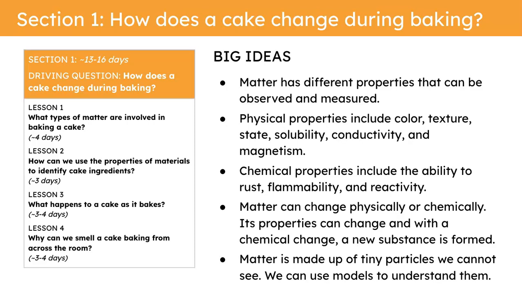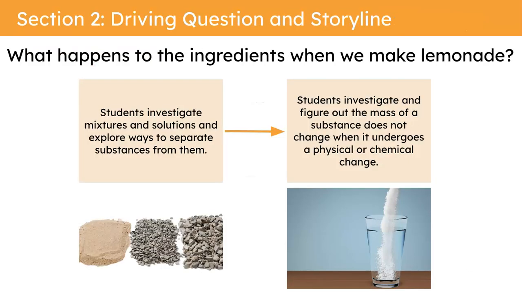Combined, introducing the anchoring phenomenon in Section 1 should take about 13 to 16 days to complete. Section 2 engages students with the driving question of what happens to the ingredients when we make lemonade. Students investigate mixtures and solutions and different ways substances can be separated from them. Then, they investigate what happens to the mass of a substance when it undergoes a physical or chemical change and figure out it remains the same.